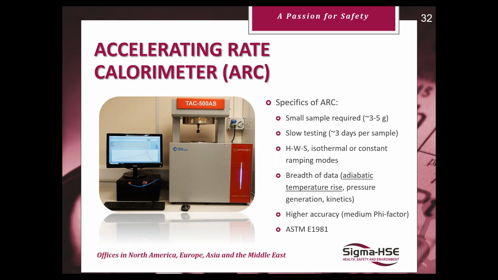bulk system hazards. So it also has pressure data as well as the temperature, adiabatic temperature rise, and also kinetics data it can analyze, and temperature rise rate and pressure rise rate can be used. So it is a higher accuracy test than the thermal screening methods. It's got a medium phi factor of around 2.5 to 4 is typical. And again, we have an ASTM method here, ASTM E1981, and that is regarding the thermal stability of chemicals.